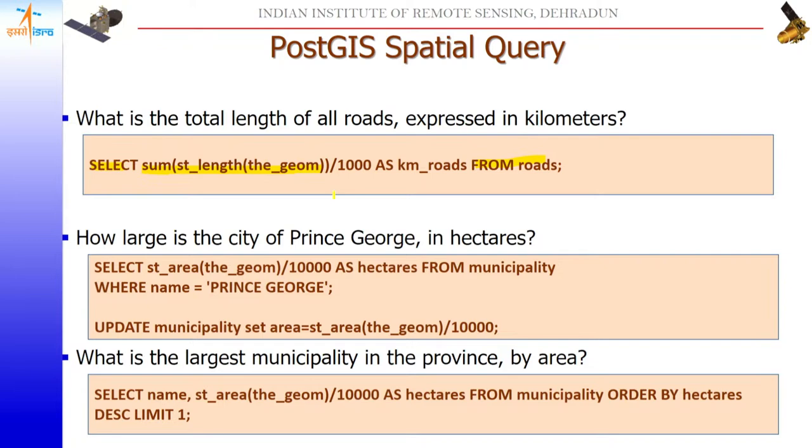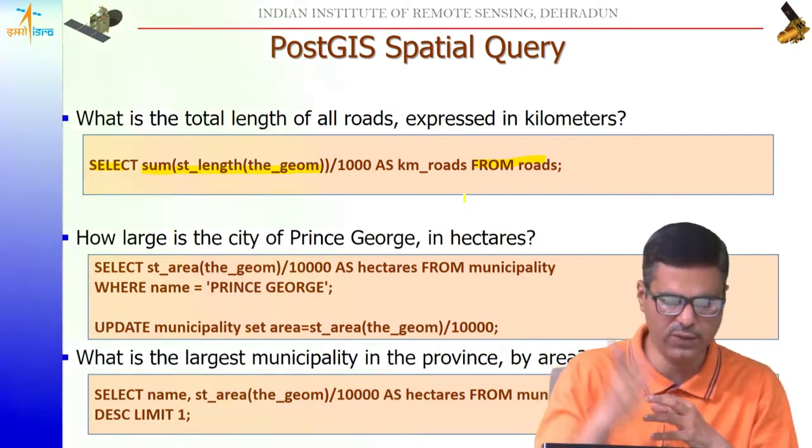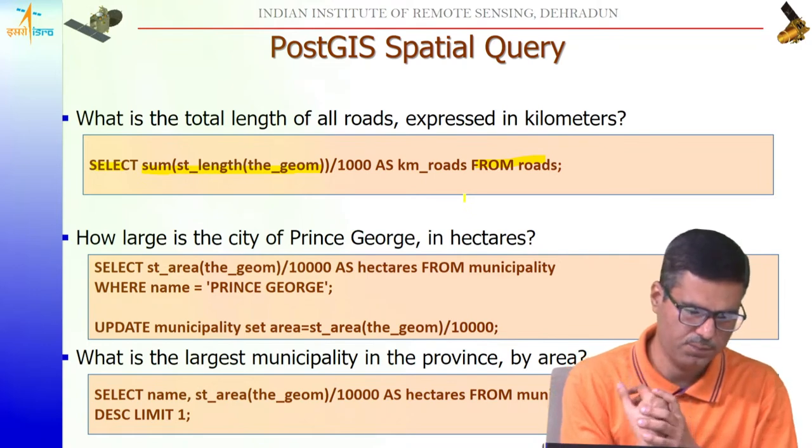So if you just use the ST_Length of the geom from roads, it will give you the length of the roads for all the roads in kilometers. But the moment I put an aggregate function as sum, it will combine them and give a single value, which you can represent in kilometers by dividing the result by 1000.